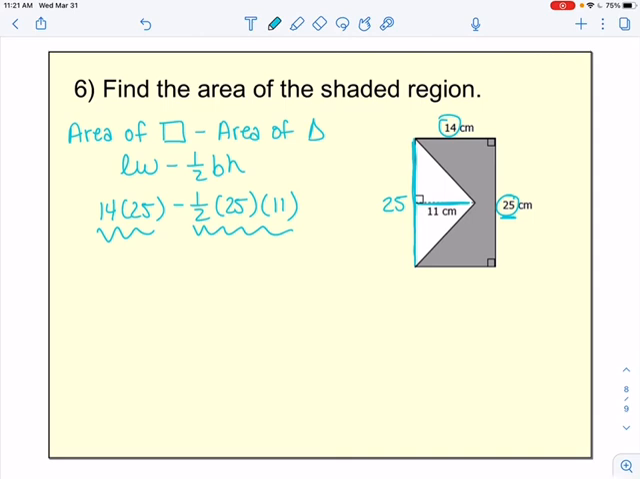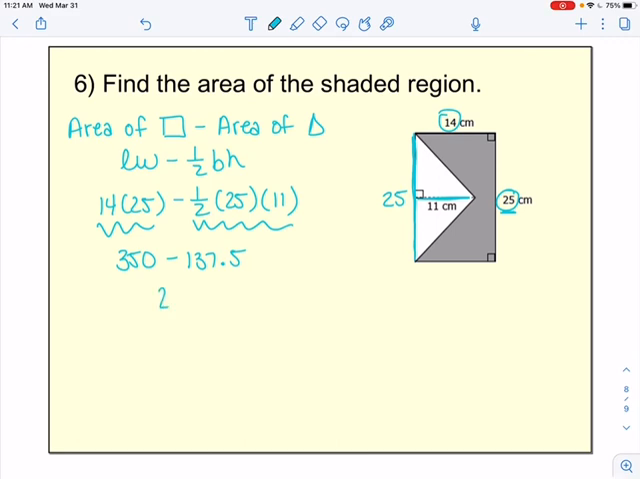So 14 times 25 should give you an answer of 350. And on the right-hand side there, 1/2 of 25 times 11. Again, you can chuck that all into the calculator at one time. That's going to give you 137.5. Okay, and now we're just going to subtract 350 minus 137.5 should give you an answer of 212.5 as your answer. Okay, and that is it for this section.